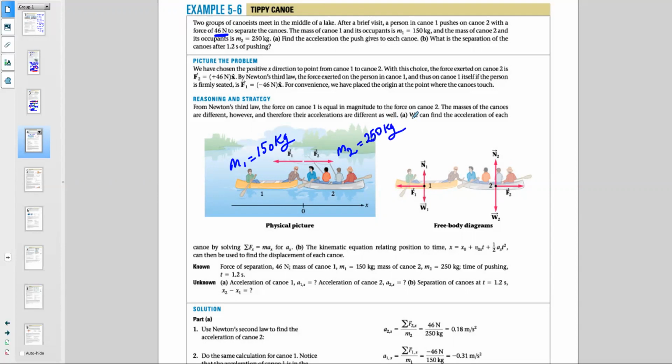Now, find the acceleration the push gives to each canoe, and what is the separation of the canoes after 1.2 seconds of pushing. So let's take a look. We have a constant force of 46 newtons. Here's a little graph which helps us. We have a positive x direction here, a negative direction there, and this is the direction of the push. This person is pushing canoe 2, so F2 is that way, and it has a reaction. For every action, there's a reaction in the opposite direction, so we have F1 over here.